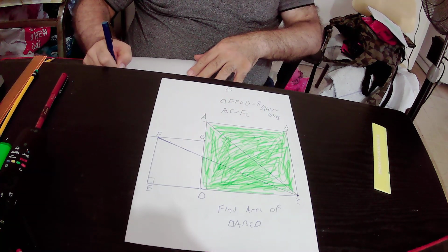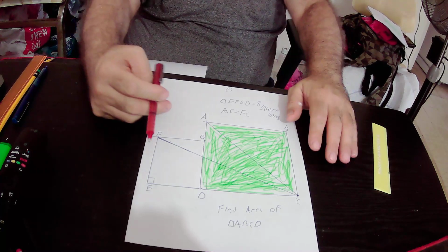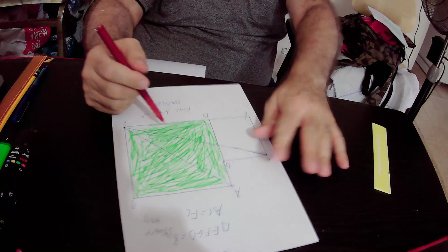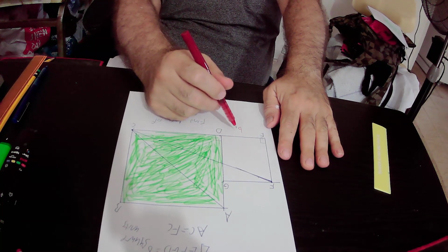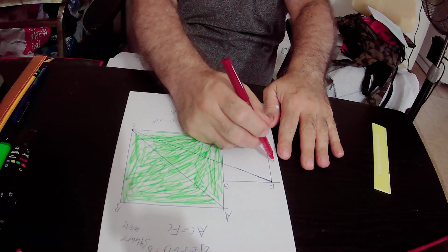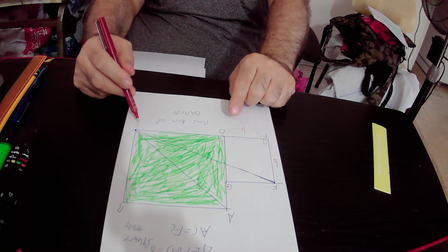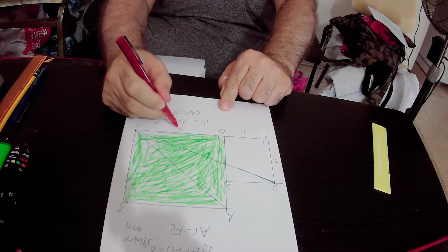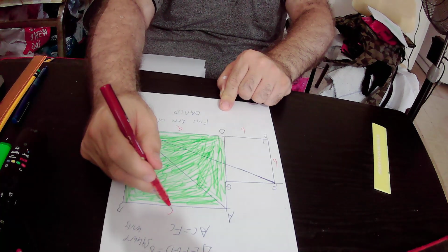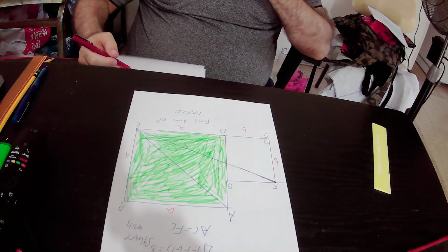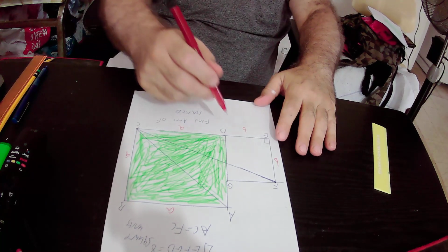Okay, first of all, we will define side ED of the square as B. We know that all the sides of a square are equal to each other, so side EF will also be equal to B, and we will define side DC of the square ABCD as A. So actually BC will also be equal to A, and AB will also be equal to A, and AD also equals A.